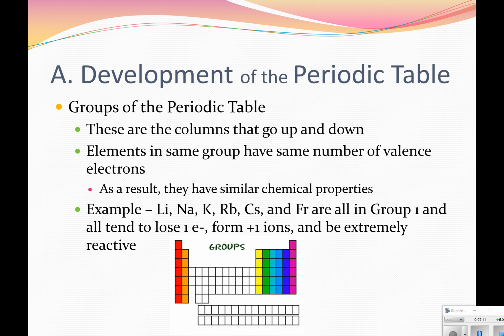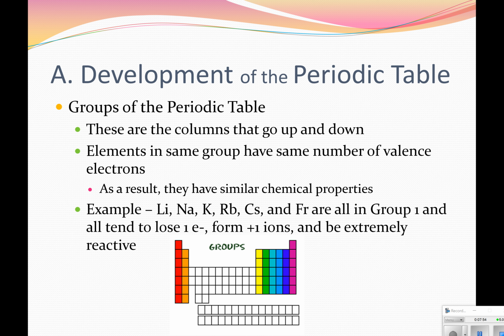Now the groups run from top to bottom, or up and down, and elements that are in the same group have the same number of valence electrons. So if we look at the electron configuration of all the elements in the same group, they're all going to have the same number at the end of their electron configuration. As a result, valence electrons determine the reactivity of an atom, and therefore elements in the same group have similar chemical properties because they have the same number of valence electrons and therefore a similar desire to bond with other atoms.